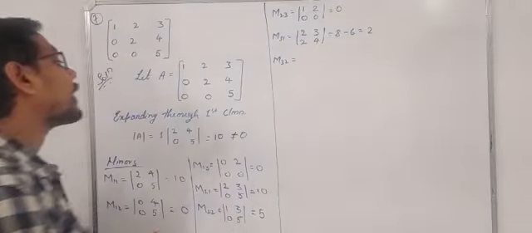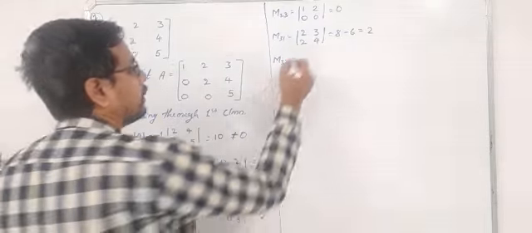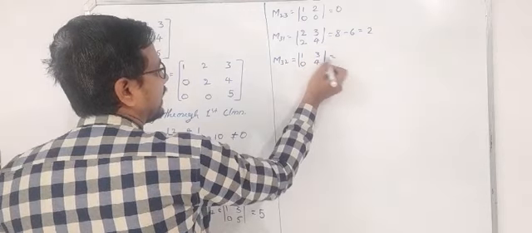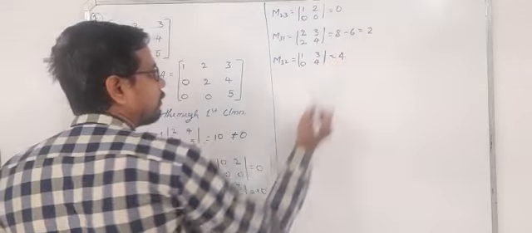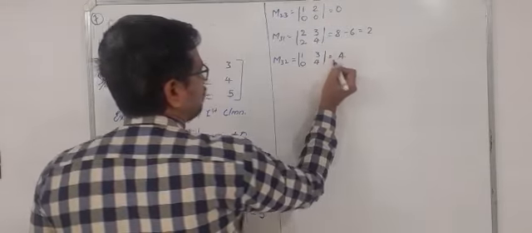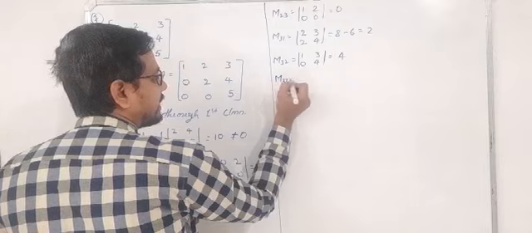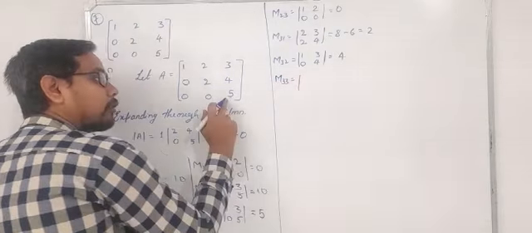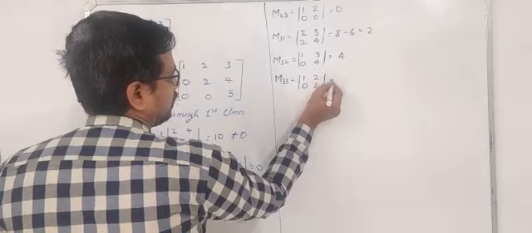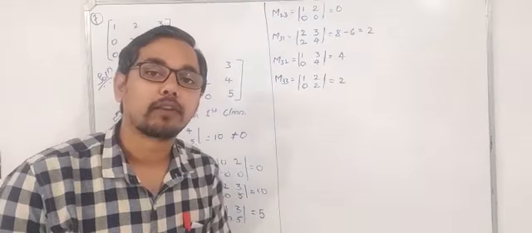M32. So M32 means minor of this element, that is 1, determinant of 1304. So what we will get? 1 into 4 is 4. 4 minus 0 is 4. Okay. So now minor of the last element, that is M33, that is minor of 5, 1202. So this will be 2 minus 0, that will be 2, right? So these are the minors of all the elements.